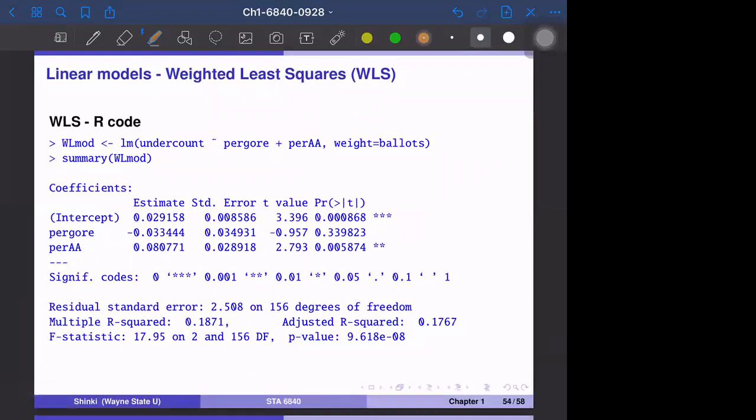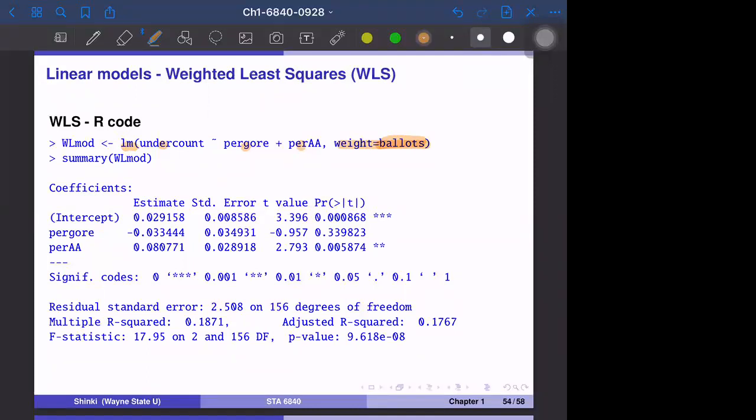This is an R code example for weighted least squares. Weighted least squares is so common that the lm function already has an option to make it weighted least squares. We can specify weights equal to something. Ballots is also a variable in this data set. For each observation, the number of ballots is given. The weight should be a vector which has the same dimension as the undercount, percentage Gore, or percentage African American.